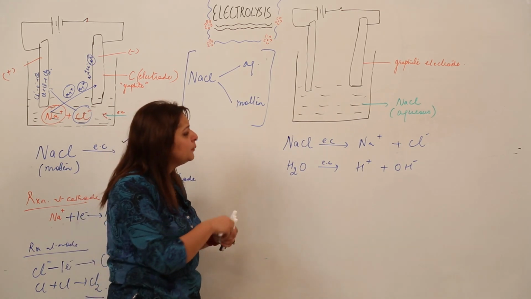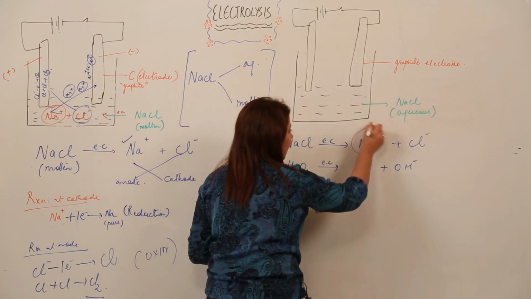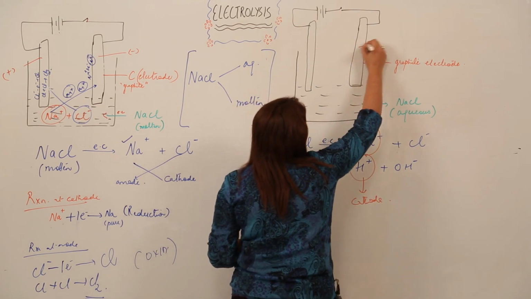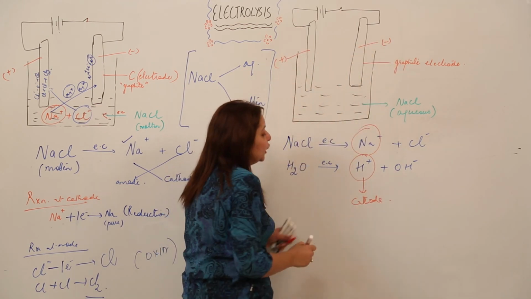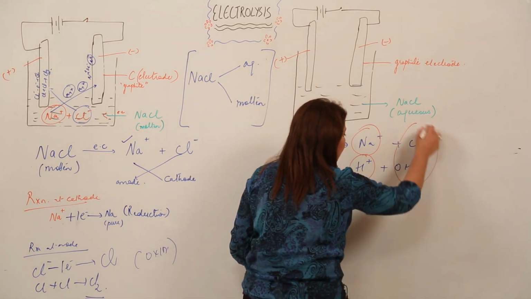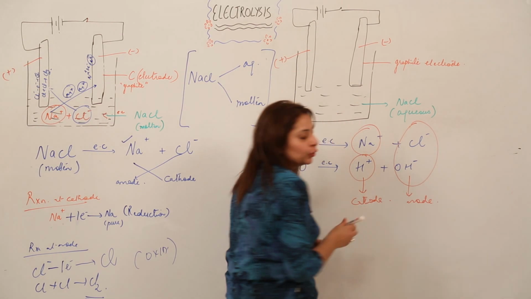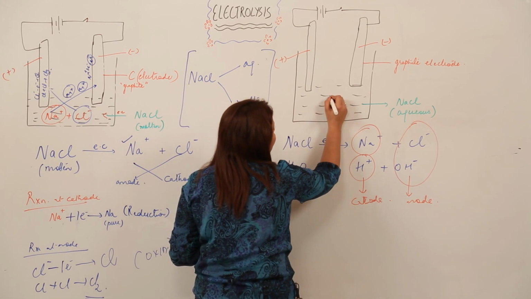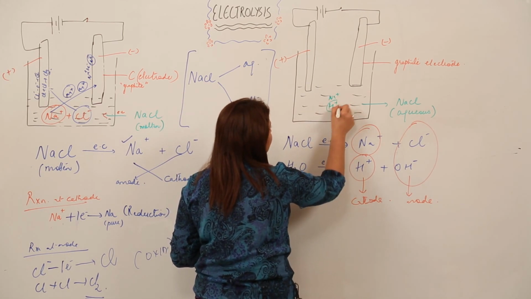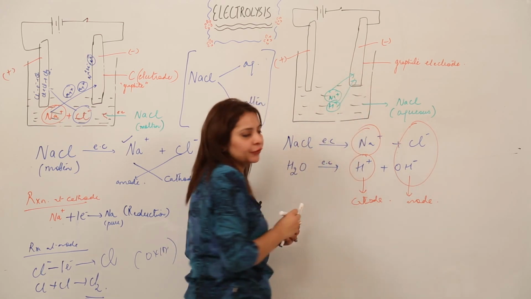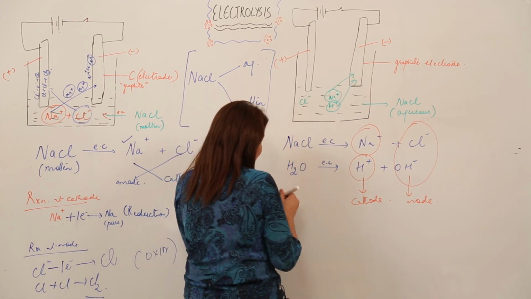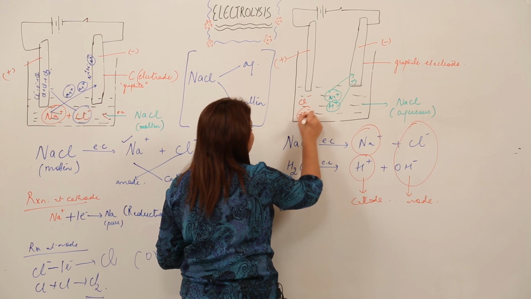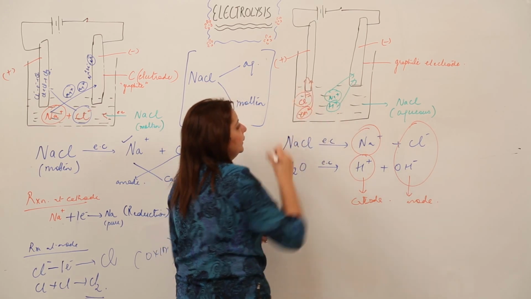Now both the positively charged ions will move to the negatively charged electrode, that is the cathode. Again, this is the cathode, this is the anode. So Na positive and H positive are rushing towards the cathode. And Cl negative and OH negative will rush towards the anode.